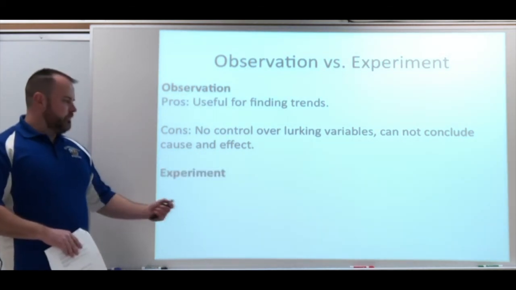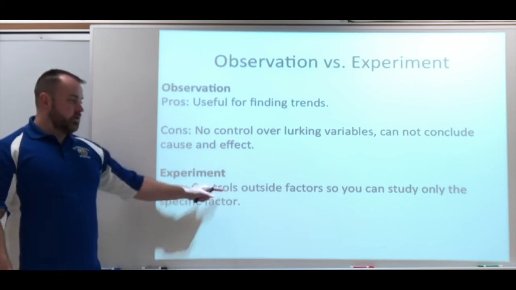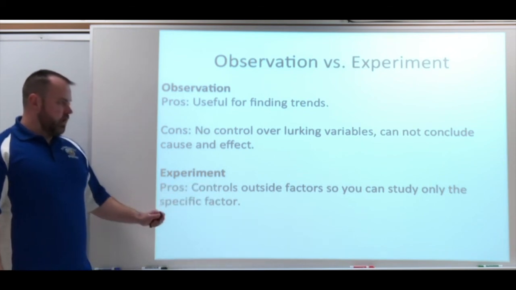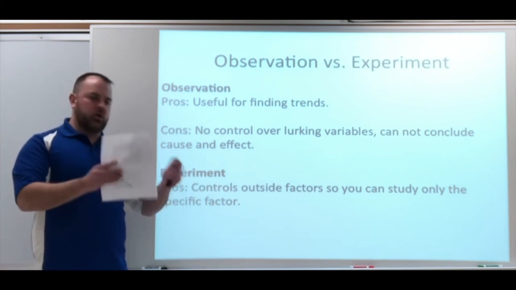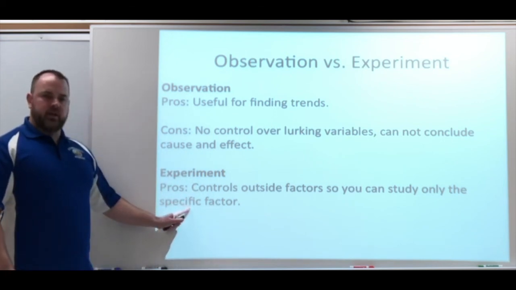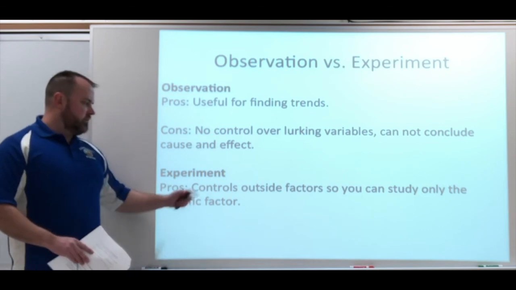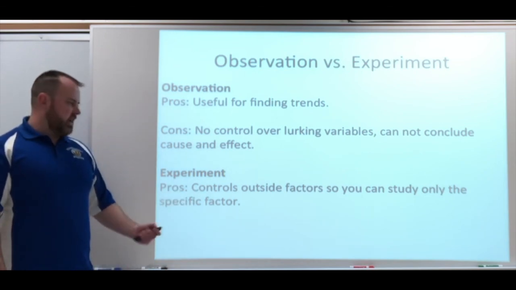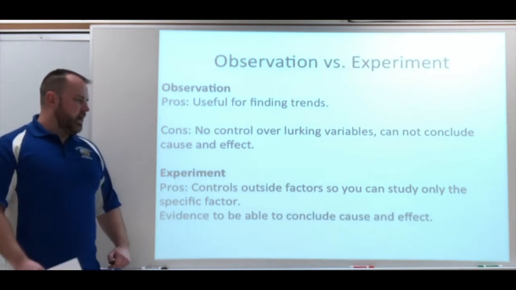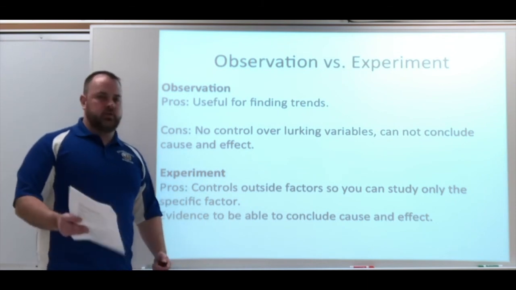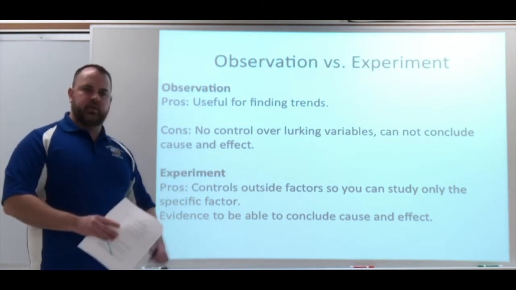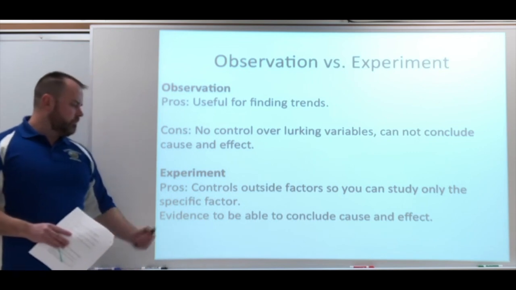For an experiment, we are controlling the outside variables, so that's the pro here. That means we can narrow down on just that one explanatory factor. The specific factor is what we're focusing on, since we're controlling those outside factors. The evidence can show cause and effect, especially if it's done correctly, and you do have it down to that one explanatory factor.